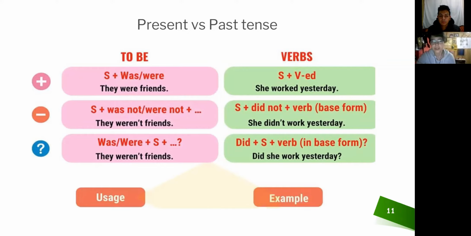Then in the questioning or interrogative form, we have they were friends, and then we start with the verb to be, was, were, plus the subject plus the complement. Versus the past tense, we have did she work yesterday? We have did plus subject plus verb in the base form. Okay. Do you see the difference, Danny?